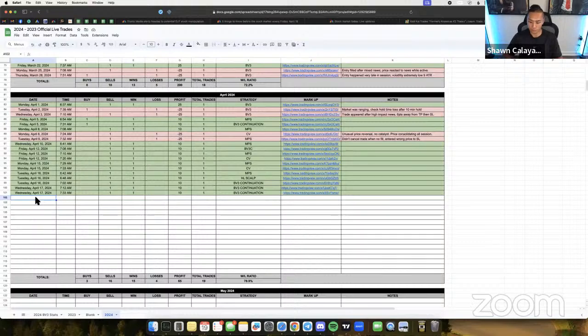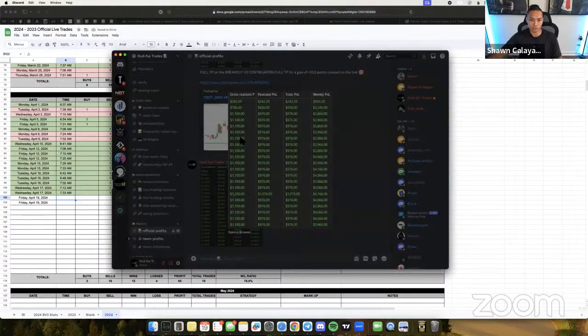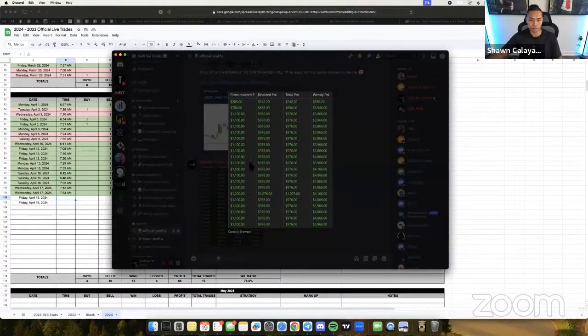I didn't take any trades yesterday, so there's nothing from yesterday, but yep, we are pretty much on fire right now. Win streak is continuing higher and higher and higher. So here are my profits for the day so far. I made about 1,000 per account.